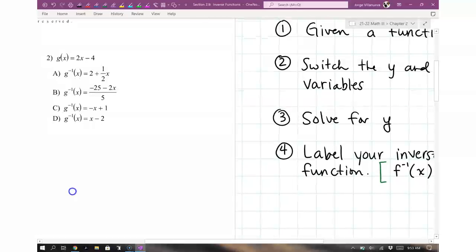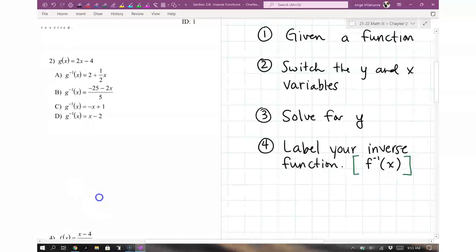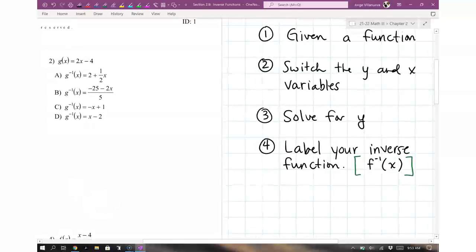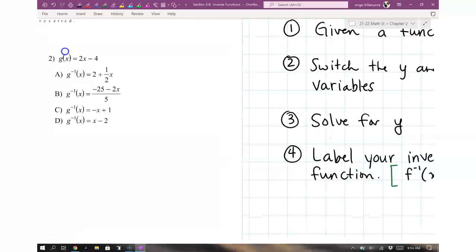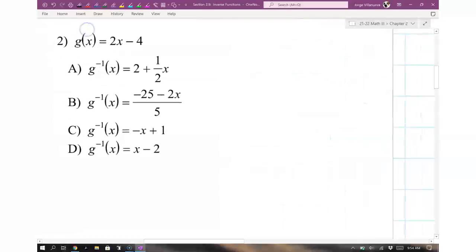All right. So number 2 is actually kind of nice because I can have the instructions there for us to see them for the first time. Question number 2, they want us to write the inverse of that function. I'm going to zoom in right now. They gave me g of x. Let me write it down. G of x equals 2x minus 4. Now they want me to write the inverse.